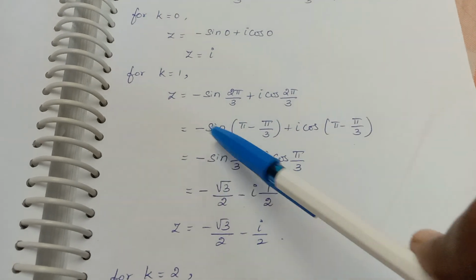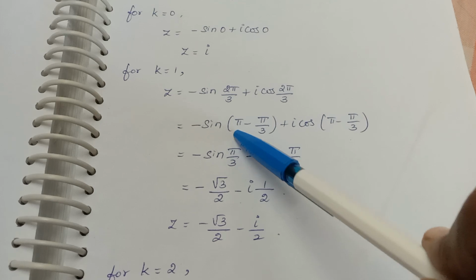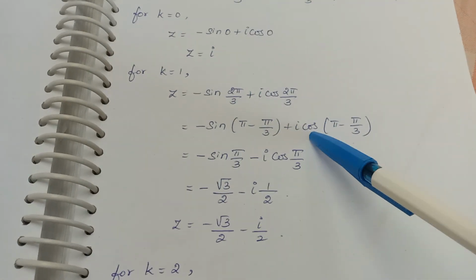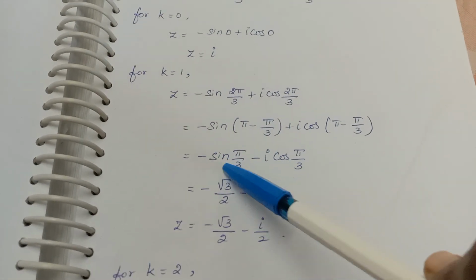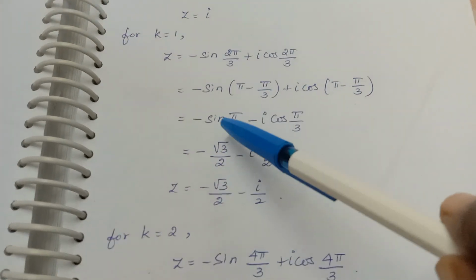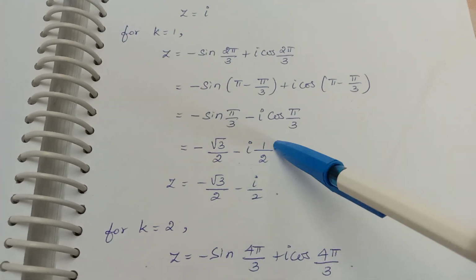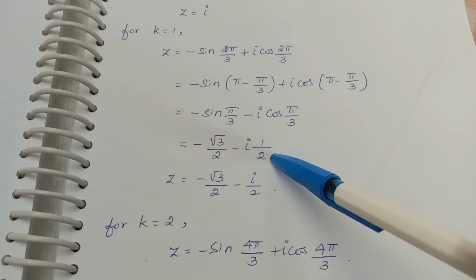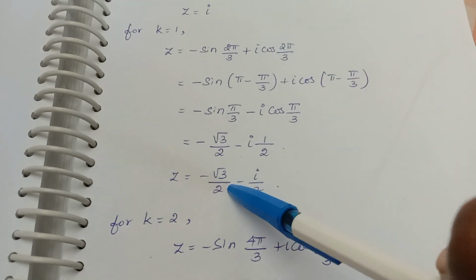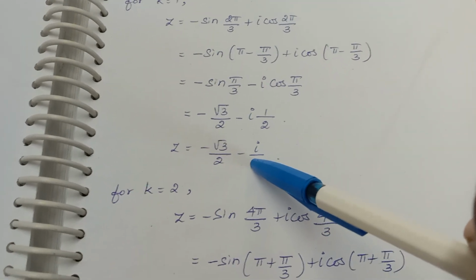But what about the sign? Pi minus means what? Second quadrant. So sin will retain the same sign. Cos will be opposite in sign. So minus sin pi by 3 minus i cos pi by 3. So minus root 3 by 2 minus i into 1 by 2. Okay, so z equal to minus root 3 by 2 minus i by 2 is another root.